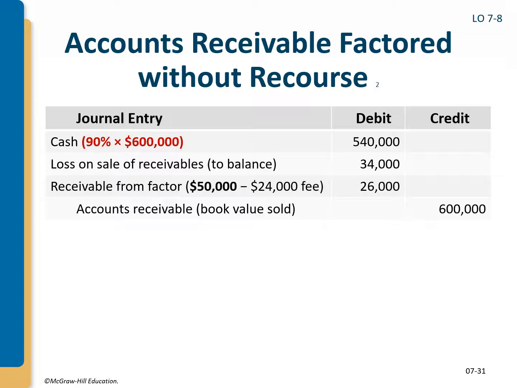Let's see how that all drives out. So, they sold $600,000, so Santa Teresa's crediting accounts receivable $600,000. They're gone. They're only receiving $540,000 in cash, 90%.